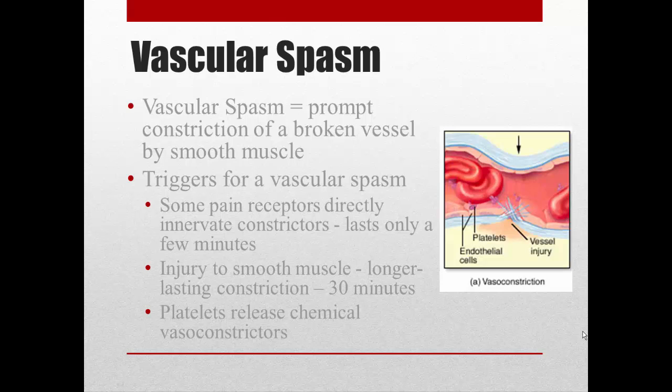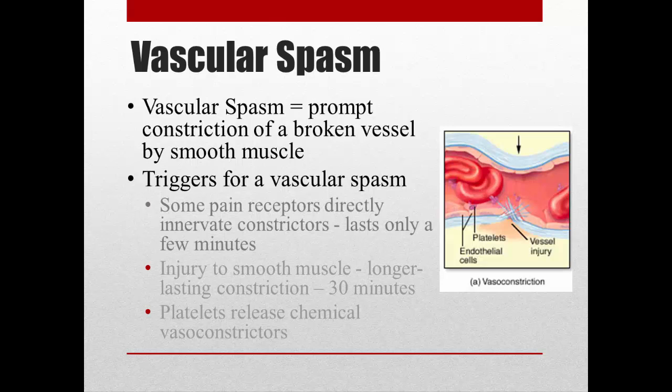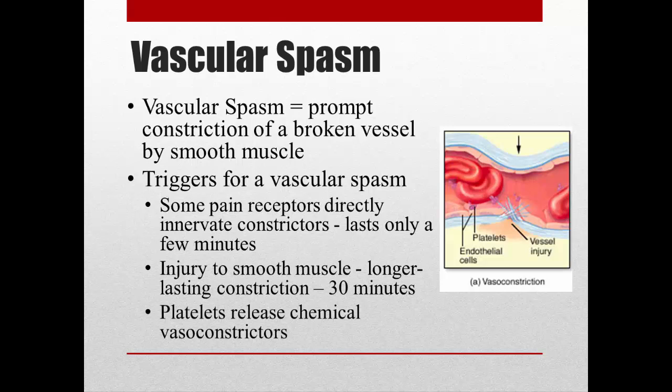So now we'll look at each stage of this process, starting first with the vascular spasm. Again, this is basically smooth muscle cells constricting, reducing the blood flow to that area. It's going to be triggered by lots of different things. First of all, pain receptors can directly innervate the vasoconstrictors and cause those smooth muscles to constrict. Injury to the smooth muscle themselves can cause constriction. And then last, the platelets will release chemicals that will cause vasoconstriction as well.